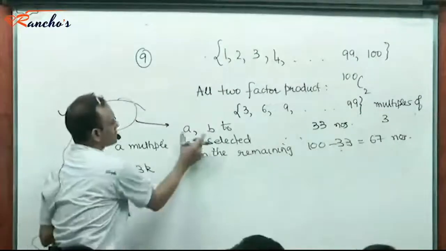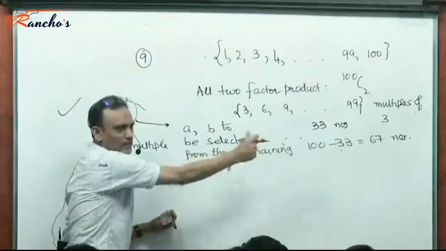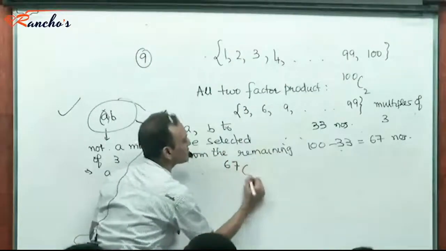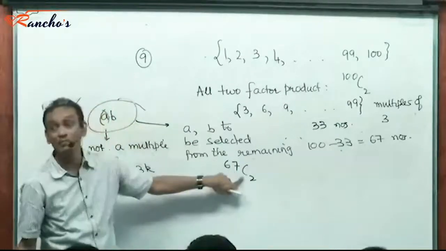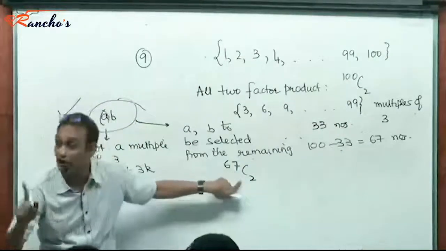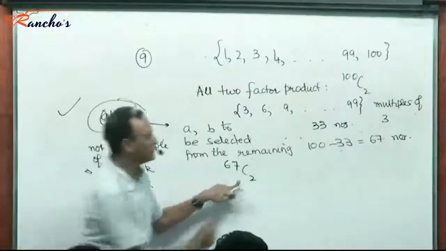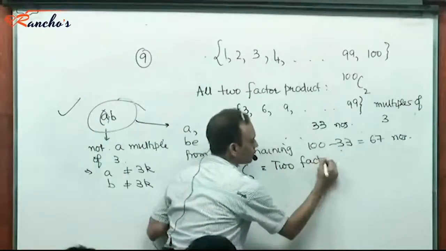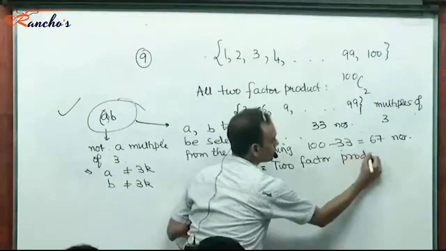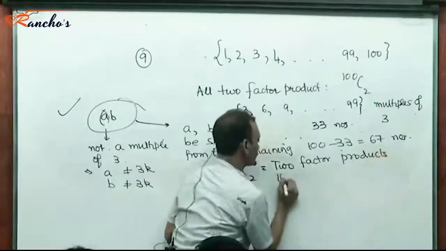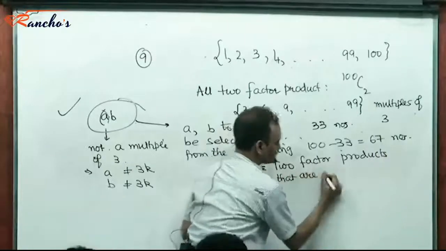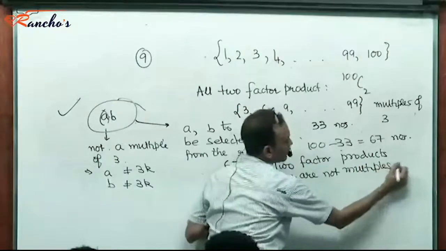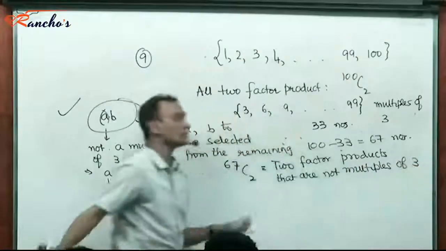So then I have to select two numbers from 67. In how many ways can I do that? 67 C2 ways. So these are all two-factor products that are not multiples of 3, right? That are not multiples of 3.